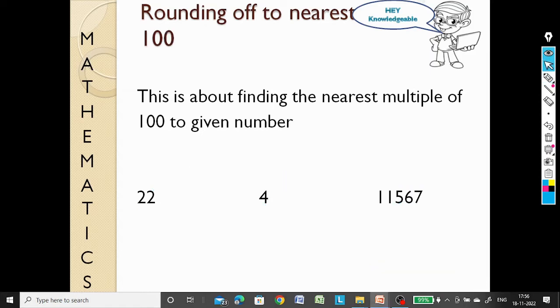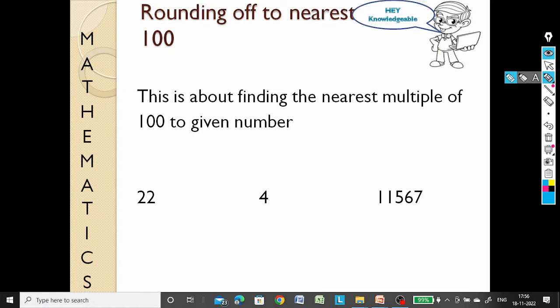In a similar way, we will try to understand rounding off to the nearest 100. This is about finding the nearest multiple of 100 to a given number. We'll do the same exercise as we did for the nearest multiple of 10. So here we'll try to find the nearest multiple of 100.